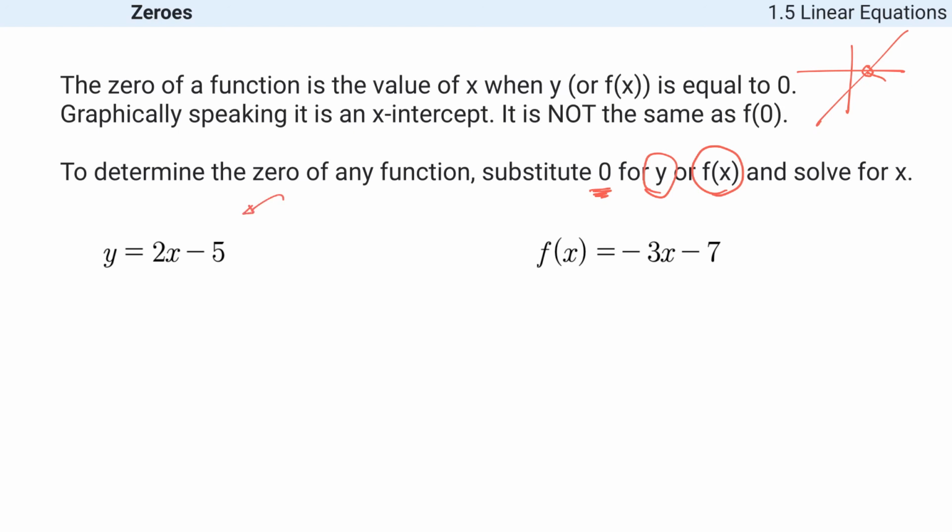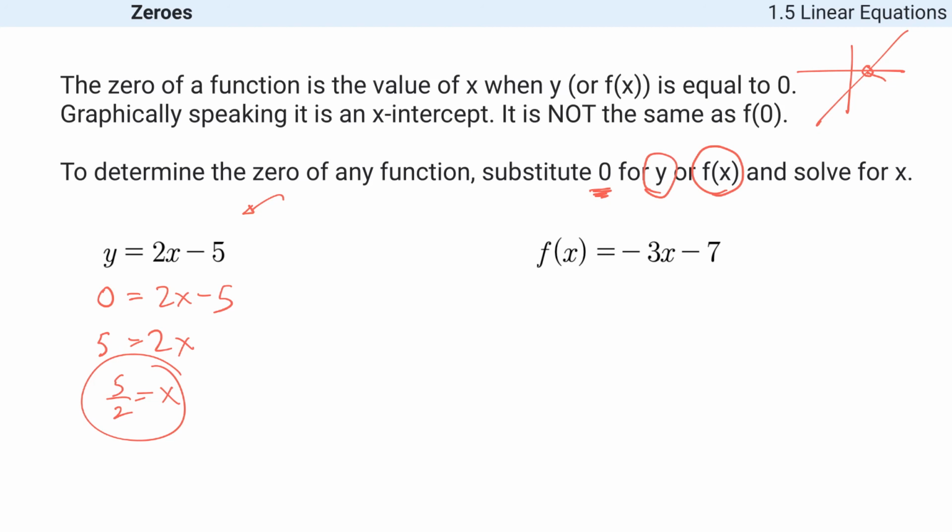So for this first equation or relationship, I'm going to put a 0 in right there for the y. And then I'll solve for x. So I'll add 5 to both sides and then divide both sides by 2. So 5 halves would be the x-intercept, or you could say it's the 0.